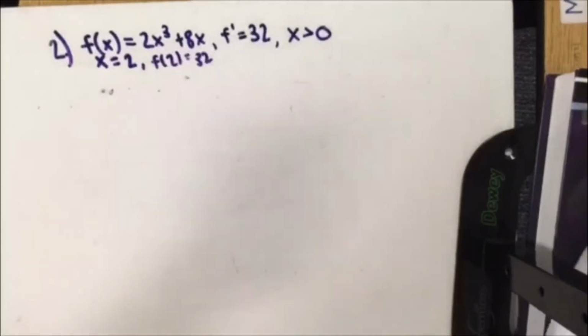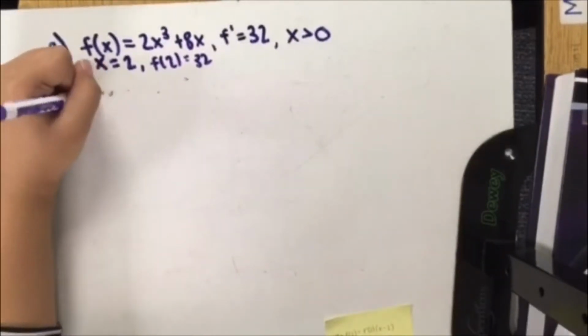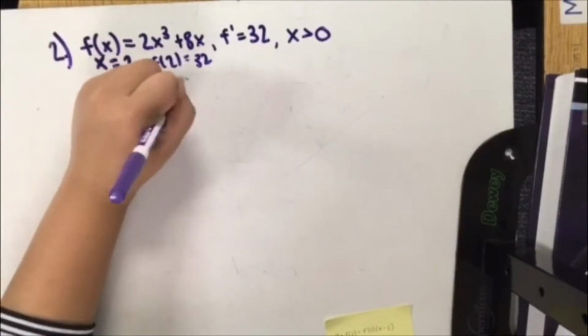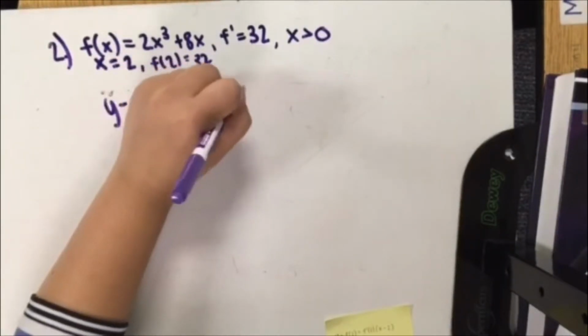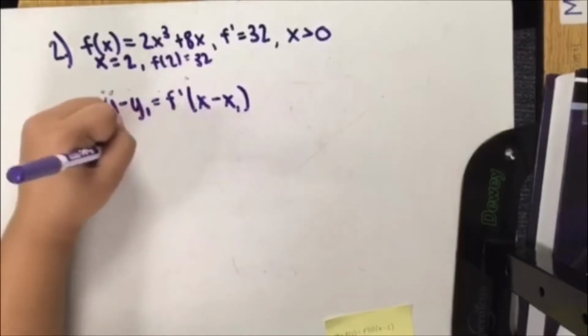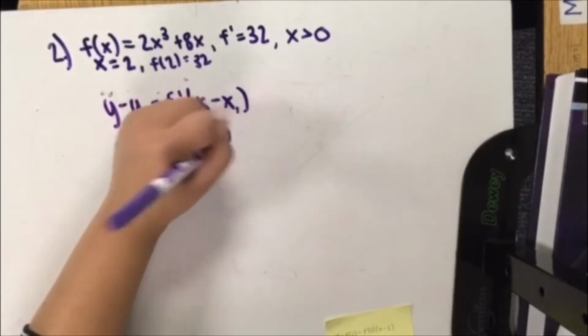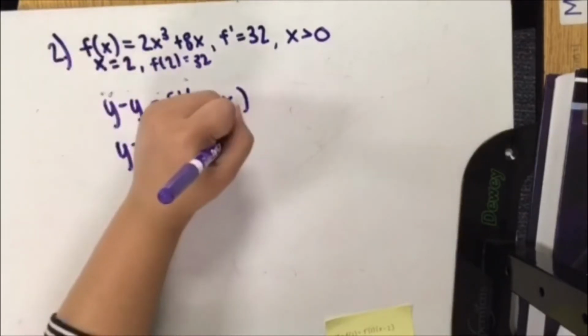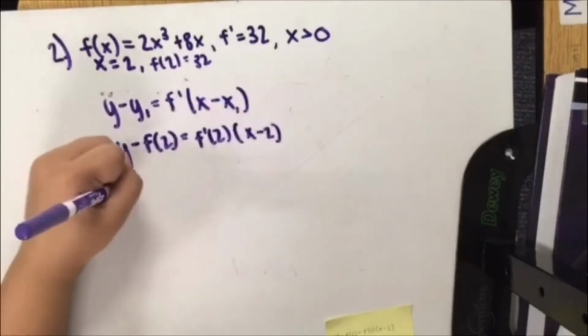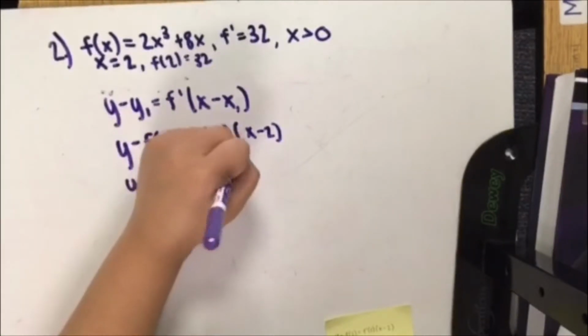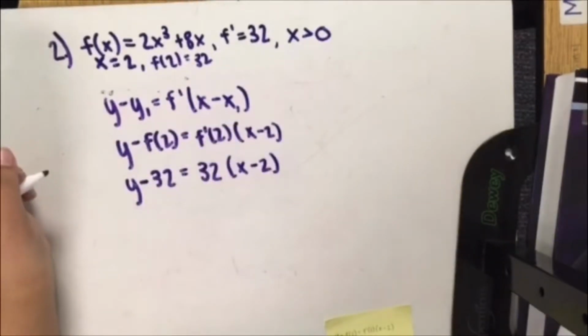And then we have all of our values, and we can plug it into the tangent line equation. So I'm just going to be writing y minus y1 equals f prime times x minus x1. And that can also be written as y minus f of 2 equals f prime of 2 times x minus 2 because x equals 2. So y minus 32 equals 32 times x minus 2.